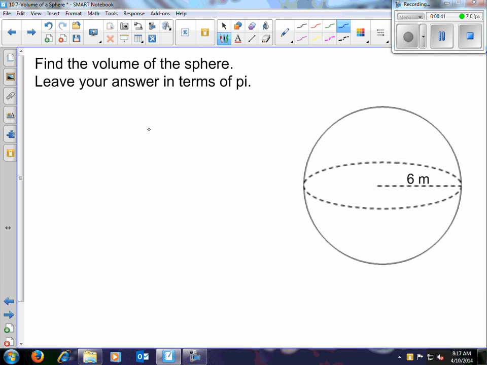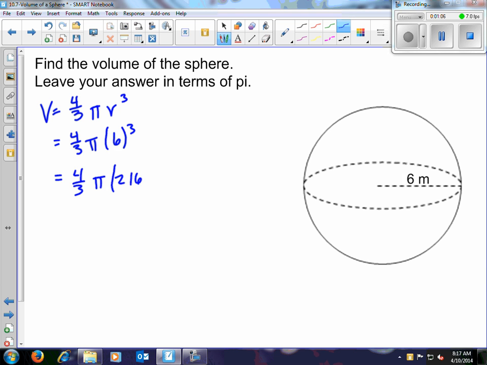Our first example says find the volume of the sphere, leave your answer in terms of pi. So I have volume equals 4/3 pi r cubed, and my radius is 6. So I have 4/3 pi times 6 cubed, and 6 cubed is 216. I'm going to take 4/3 times 216, and I get 288 pi, and then we have meters cubed as our label.